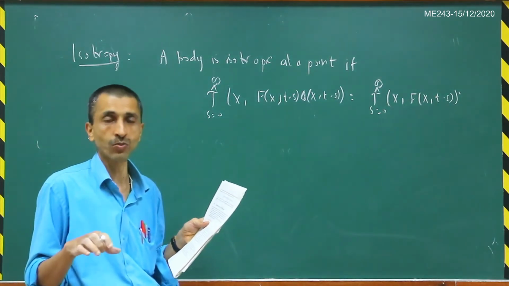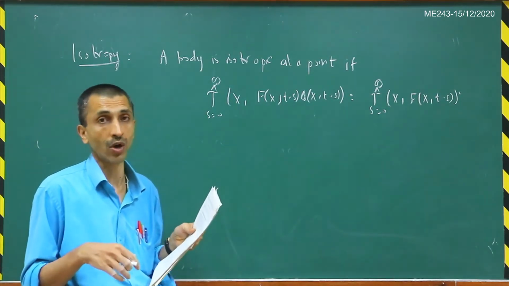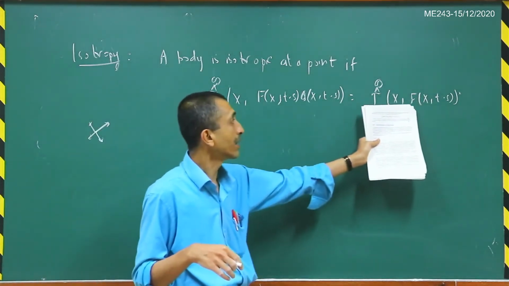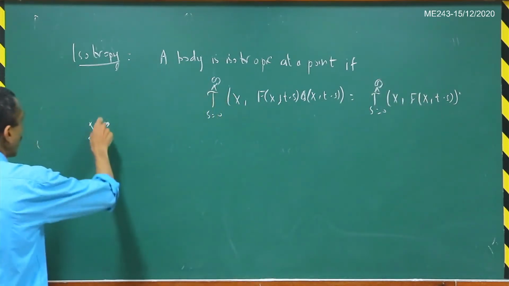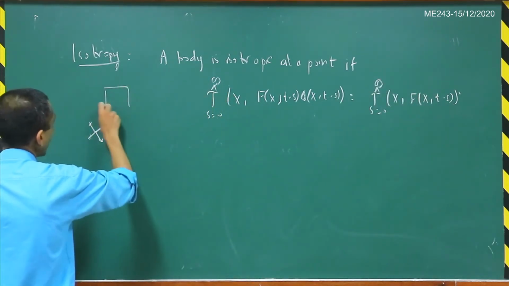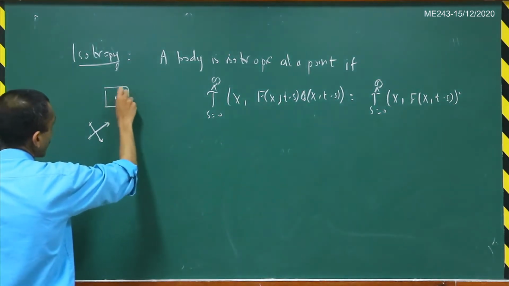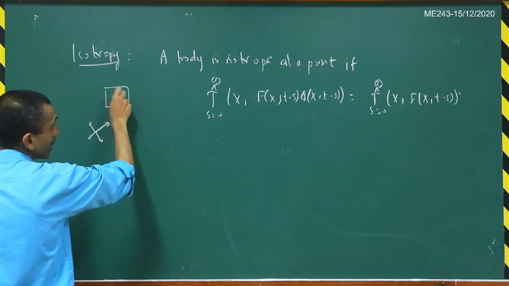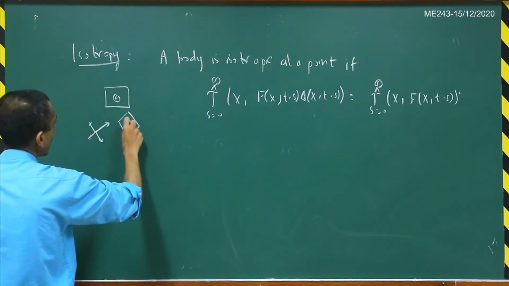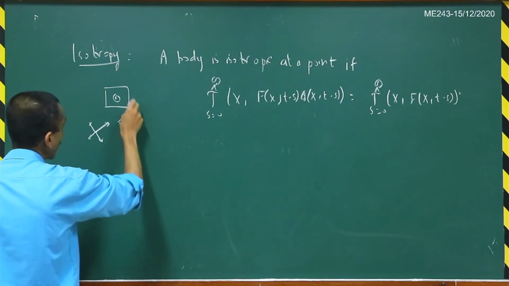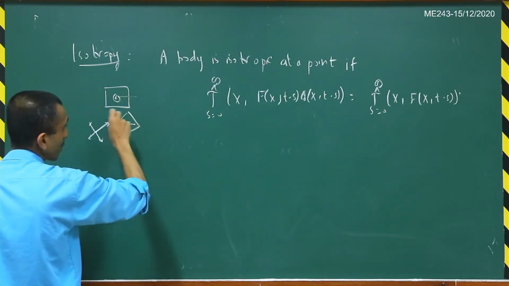Whatever stress response you get should be the same as if you had not rotated it at all. This one is the unrotated thing. So suppose now you have your body like this, and now you are applying some deformation gradient and there is a stress associated with that. Now you are rotating it, and then you are applying again the same deformation gradient, correct? And then we are seeing what the stress at this particular point is.